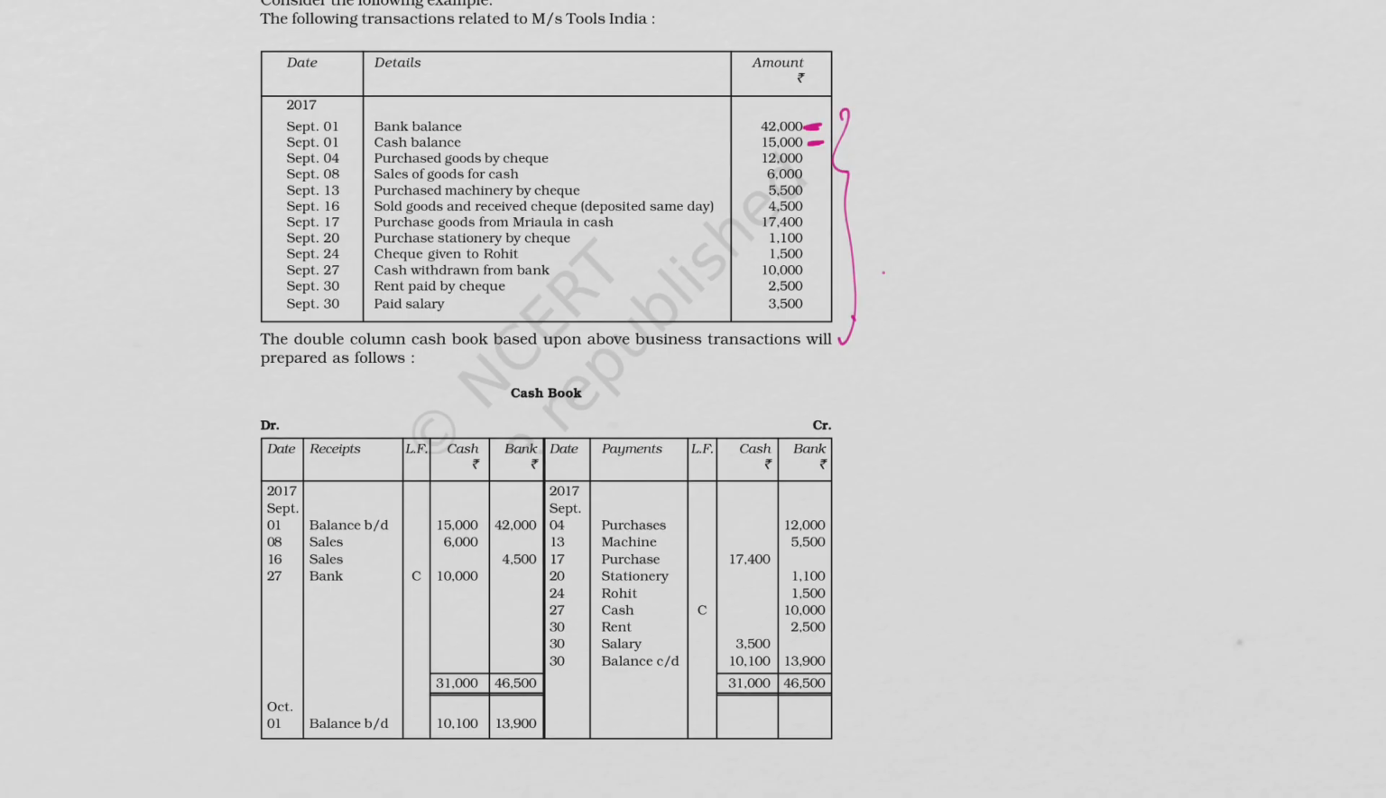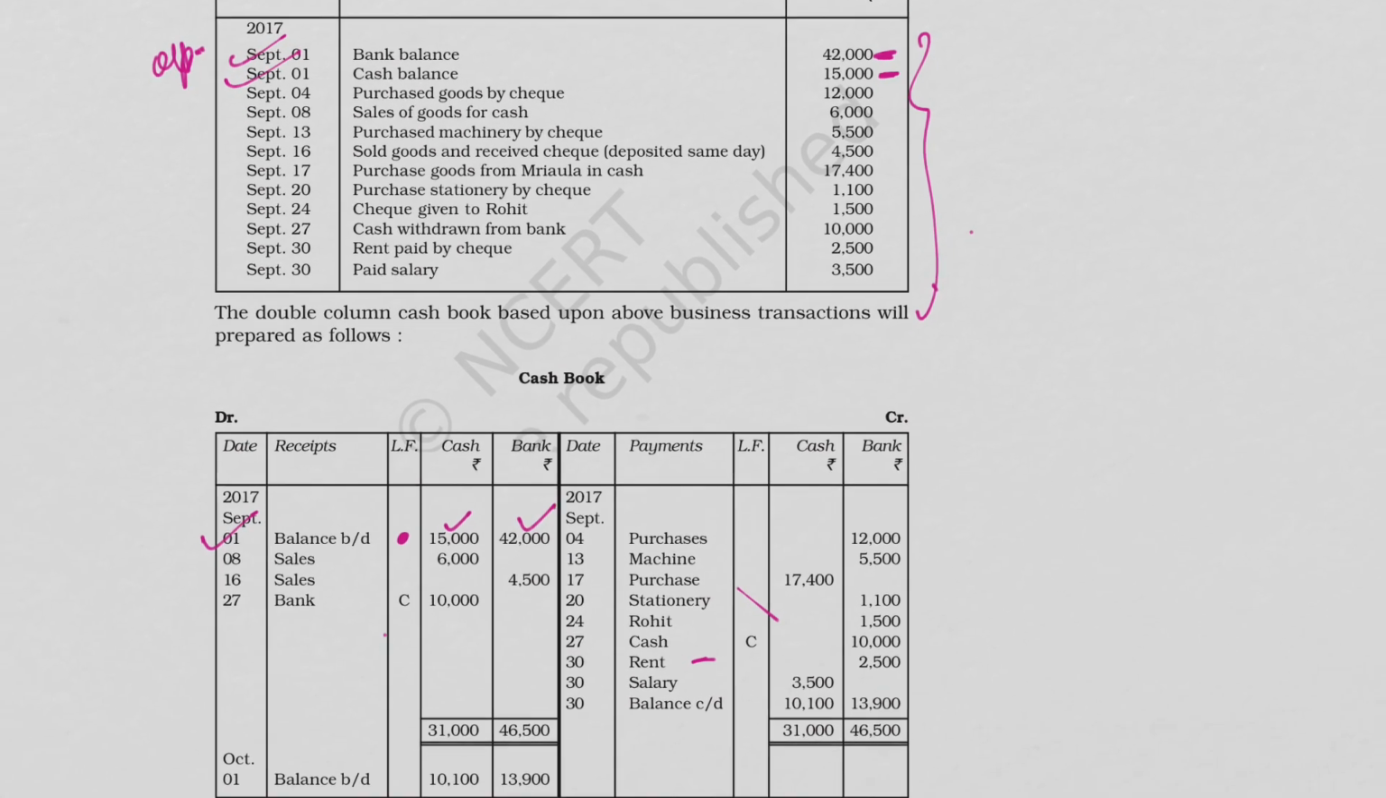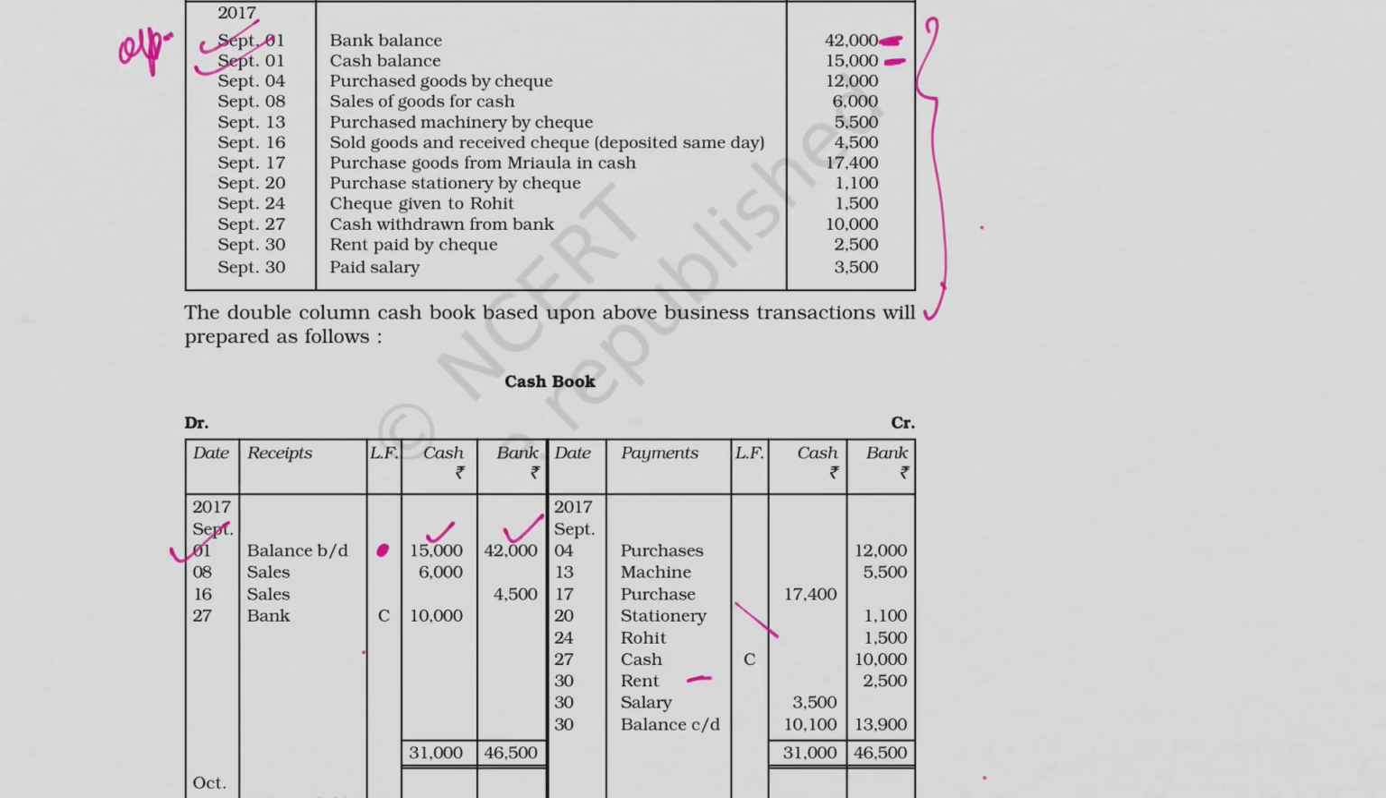Bank balance 42,000, so this is basically the opening balance. September 1, balance brought down. How much is the cash balance? We have 15,000 here, so we recorded it here, and the bank balance is 42,000. Then we purchase goods by check. So our bank balance is reducing. When it is reducing, we'll write it on the credit side. So we'll write by purchases, bank will reduce by 12,000.